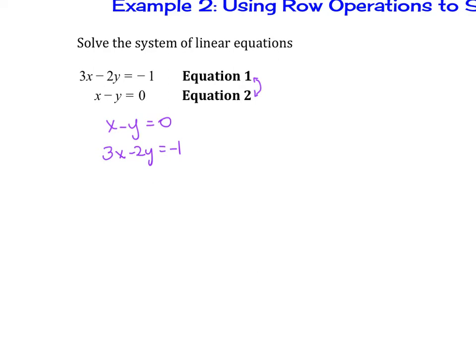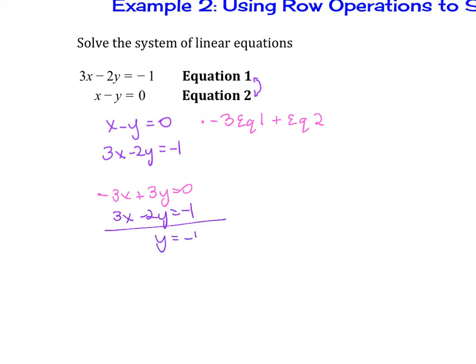So we're going to solve for one variable. In this case, let's get rid of x, so we have y. I'm going to multiply the top by -3. So -3 times equation 1, I'm going to add it to our new equation 2. It's helpful to write the directions. So this is -3x plus 3y equals 0. Then I'm going to add it to 3x minus 2y equals -1. So we get y equals -1.